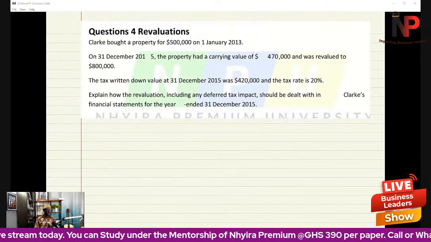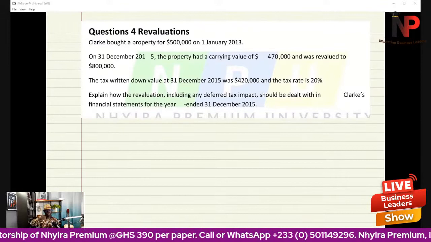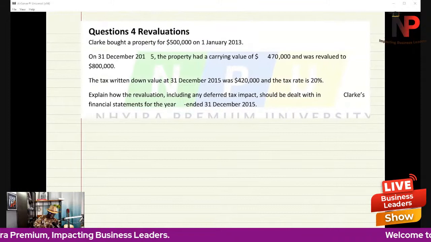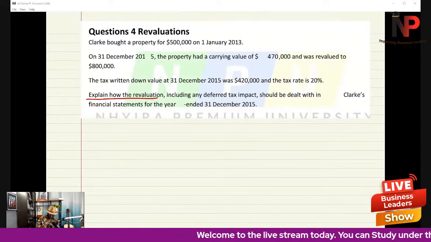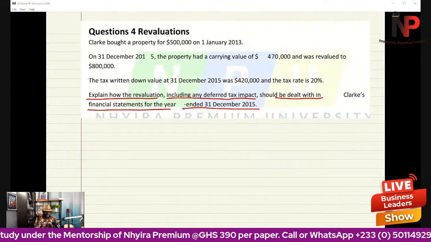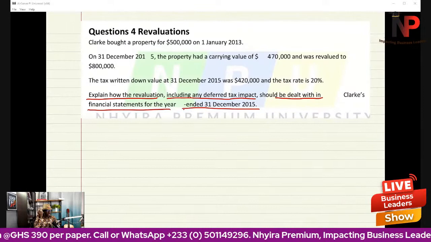Now, like I say always, it is important that you read the requirements of the question, and most importantly, know what you are expected to do in a given scenario for you to be able to understand what exactly is going on. So let's see the requirements that we have here. The requirement we have here is pretty simple. It says, explain how the revaluation, including any deferred tax impact, should be dealt with in the financial statement for the year ended 31st December 2015. So let's see how we can go through this.